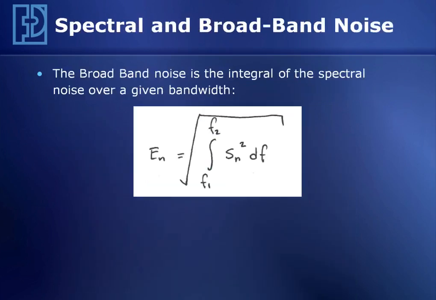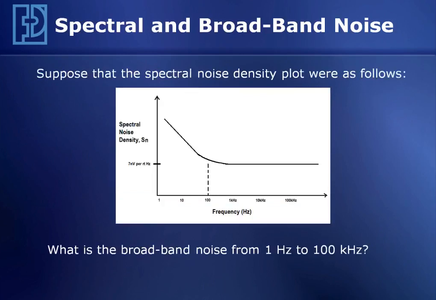The spectral noise and the broadband noise are related by an integral where the broadband noise is the square root of the spectral noise squared integrated over a range of frequencies. So if we started with a spectral noise density as shown below, where we have a breakpoint at 100 hertz and our white noise portion is 7 nanovolts per root hertz, and someone asked us to estimate what the broadband noise would be from 1 hertz to 100 kilohertz, how would we answer this question?